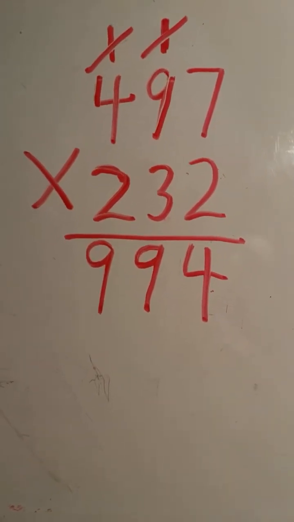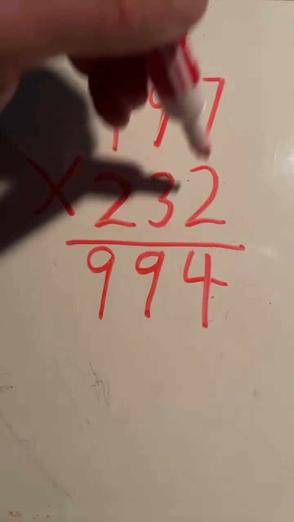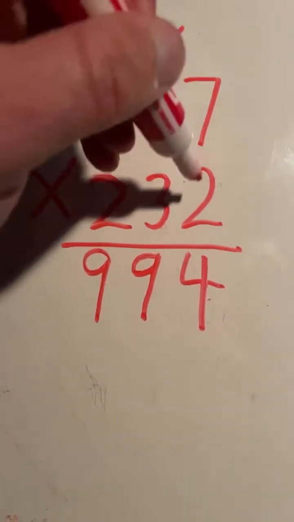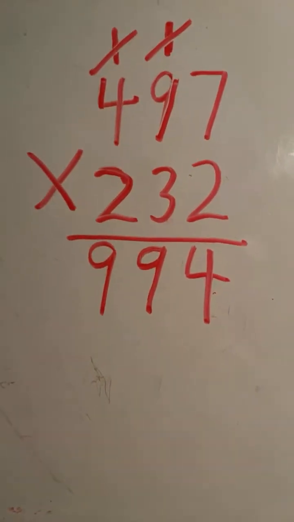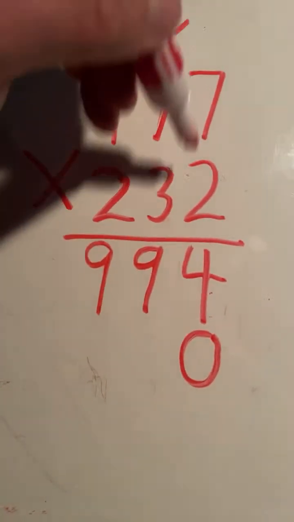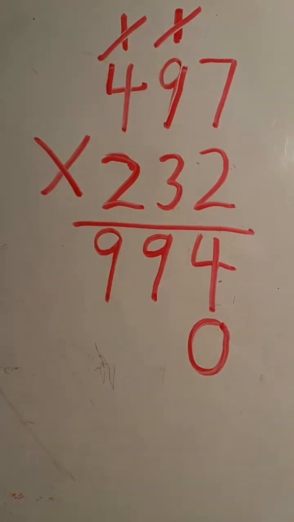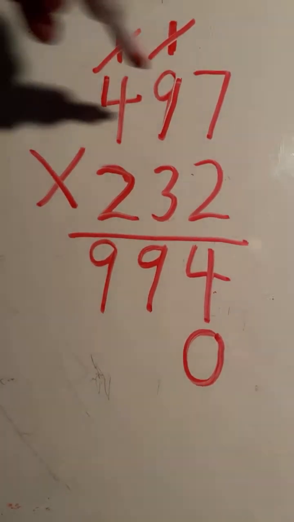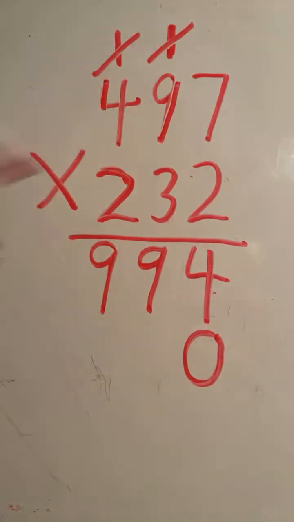Now, so far, we've multiplied the top 3 digits times the bottom digit in the ones place. Now, before we do our next round of multiplication, we have to put a 0 in the ones place, since both digits in the ones place have been multiplied. Next, we multiply the top 3 digits times the bottom digit in the tens place.